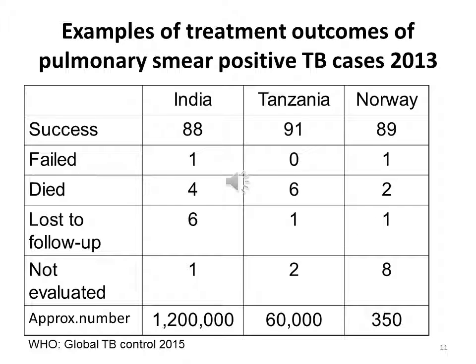Here are some examples from cohort analysis of patients treated in 2013. India has a good success rate, but a relatively high proportion of loss to follow-up. It could be related to a huge private sector less eager to the frequent reporting. Tanzania in Africa has a relatively high rate of patients dying, probably due to many patients co-infected with HIV. Norway has very few cases, but relatively high proportion of not evaluated.